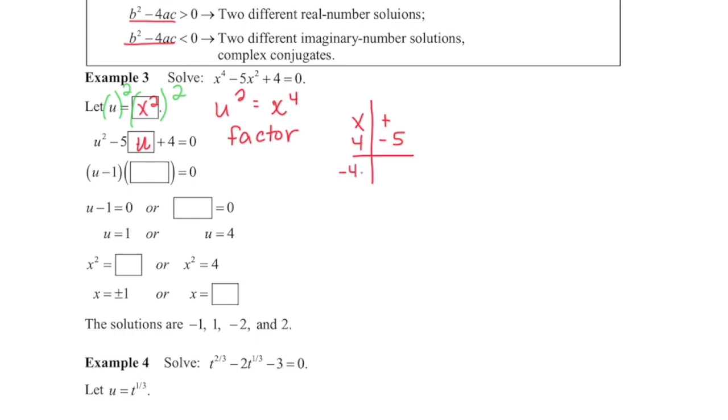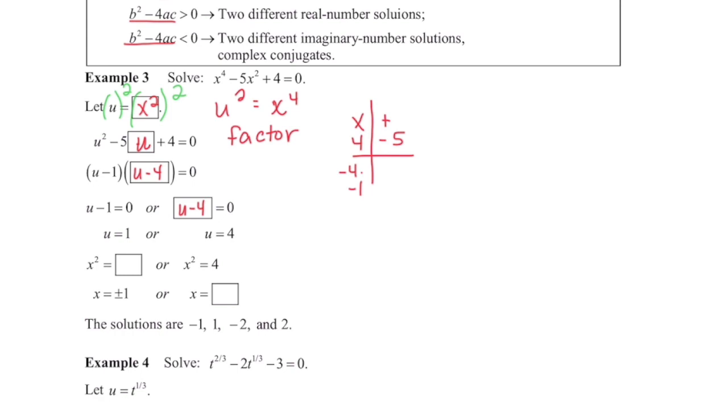Let's see here, negative 4 times negative 1. A negative times a negative is a positive, and negative 4 plus negative 1 is negative 5. So we found our solution. We will have u minus 1 and u minus 4. We know that once it's factored, we can set each factored piece equal to 0. U minus 1 is 0, or u minus 4 is 0.